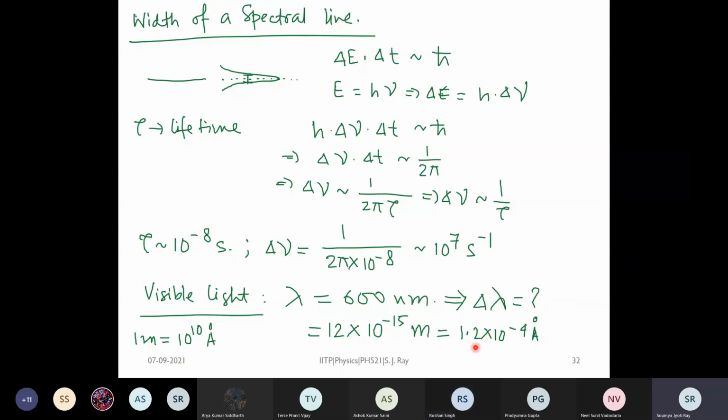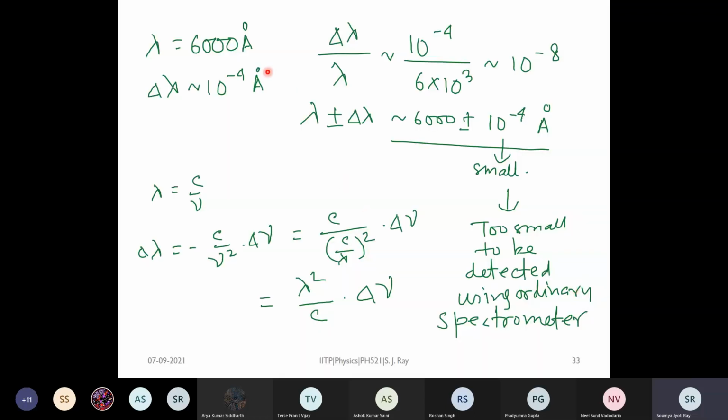So here, what I have is 1.2 times 10 to the minus 4 angstrom. Whoever has not done it yet, you do it at home. Here, lambda is of the order of 6,000 angstrom, and delta lambda is of the order of 10 to the power minus 4 angstrom. So effectively, the ratio between these two comes out to be of the order of 10 to the power minus 8, which means that in the experimental condition, the correct value of lambda I'll write in this form, lambda plus minus delta lambda, which will be 6,000 plus minus 10 to the power minus 4 angstrom.